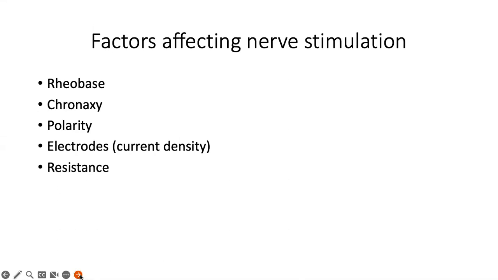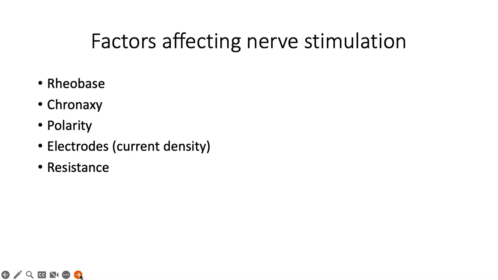You'll see how this is important when I show you the different modalities of nerve stimulation. Then polarity relates to where you're going to place the electrodes. The electrodes are also important. They must be of a certain size and they must be a certain distance from each other. Then resistance is another important factor.